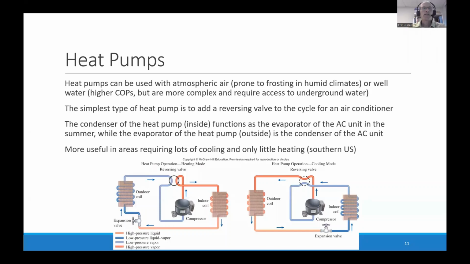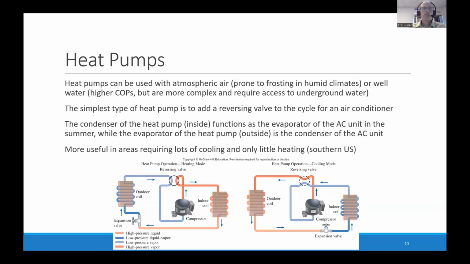We have mainly analyzed the refrigeration cycle so far in this video. However, as mentioned a couple times, a heat pump is exactly the same as this, but just has a different objective: heating a hot space as opposed to cooling a cold space. Heat pumps are usually used with atmospheric air as a working fluid, except in humid climates where frosting makes this less than ideal, or with well water. This leads to higher COP values, but is more complex and requires a water source.